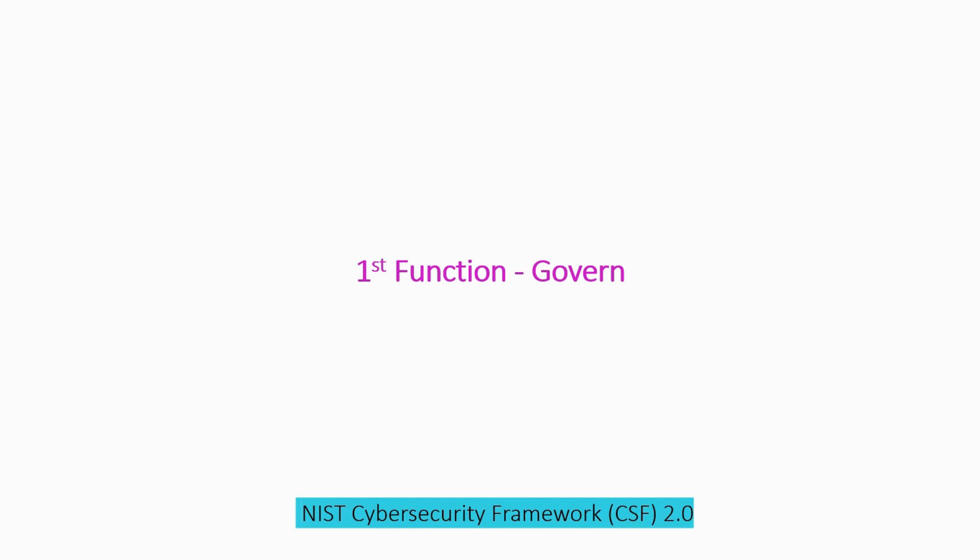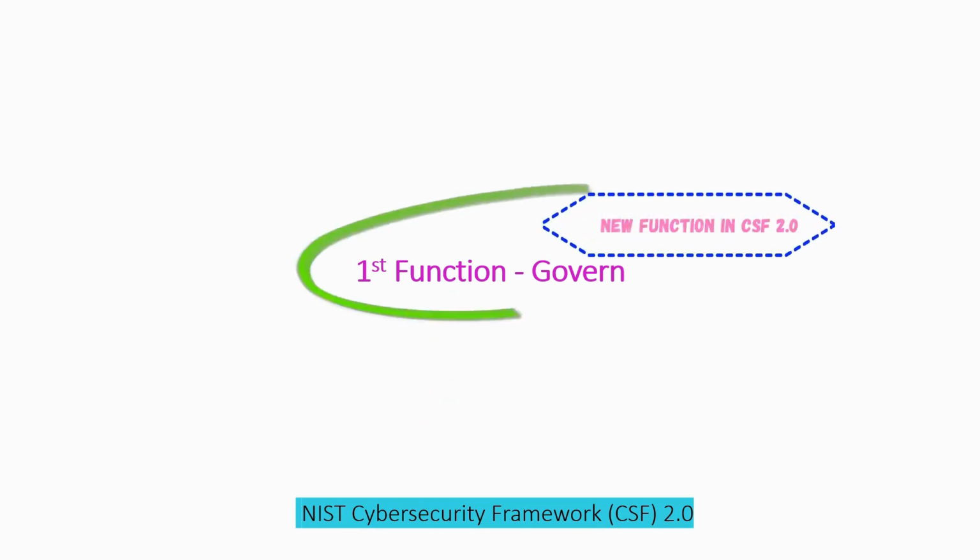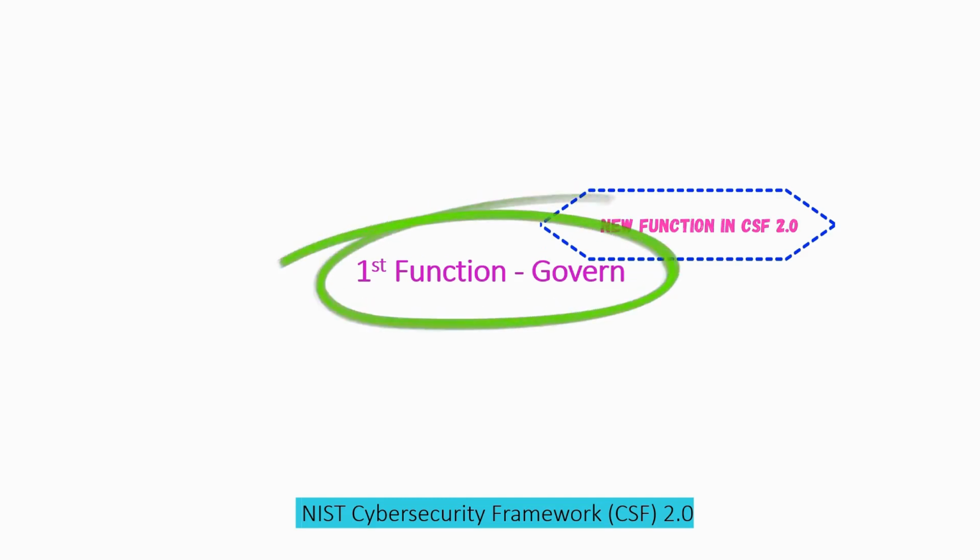In this lecture, we will discuss the first function, Govern, and the categories and subcategories under it. In earlier CSF versions, Govern was a category. However, it was upgraded to a function from CSF 2.0. As we discussed earlier, I generally remember the functions as ZIP DRR. G stands for Govern. The first function is Govern.